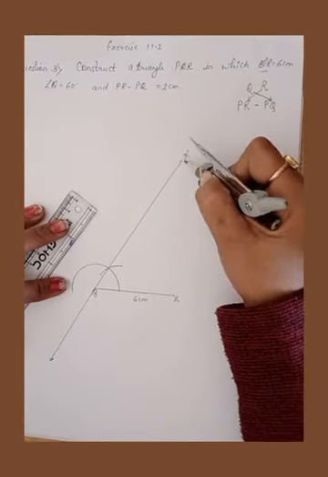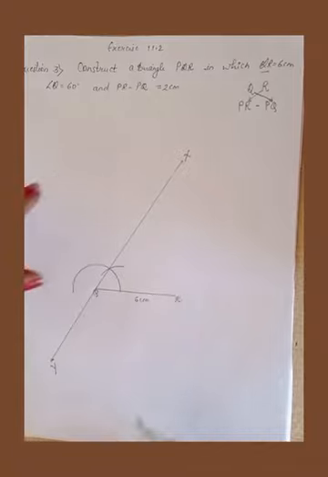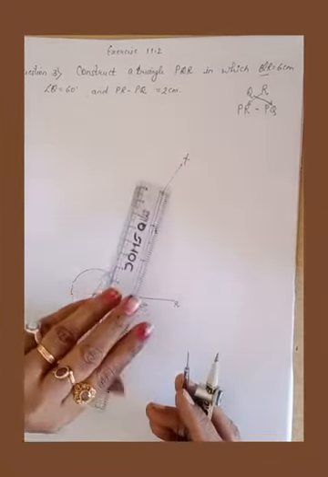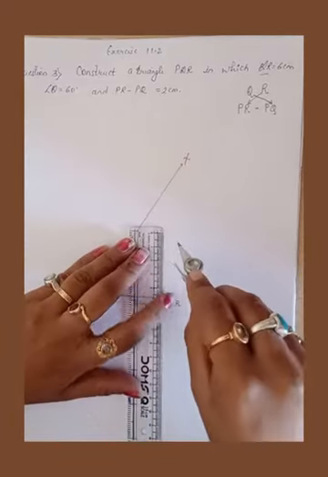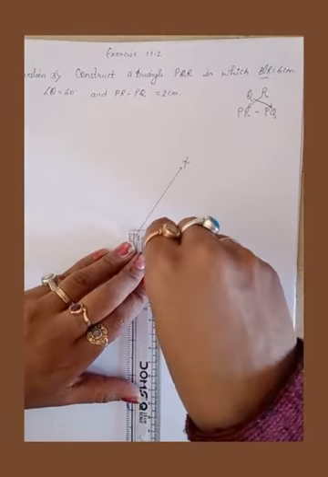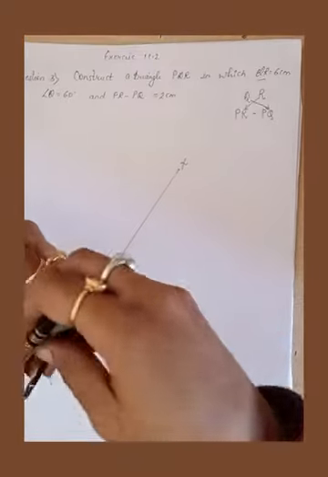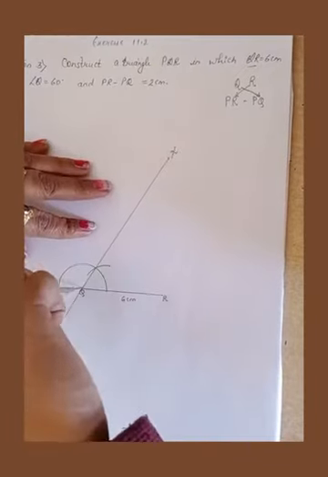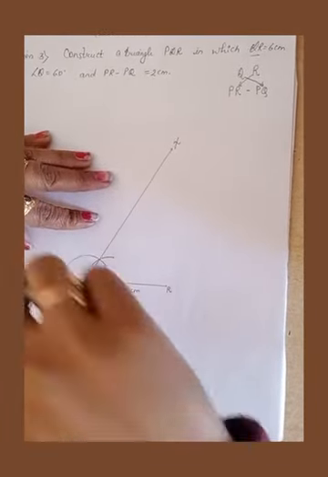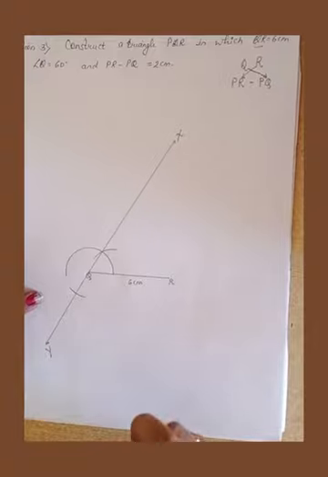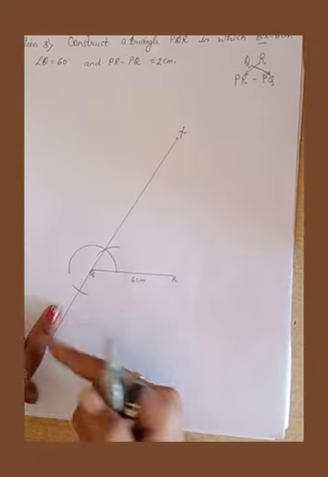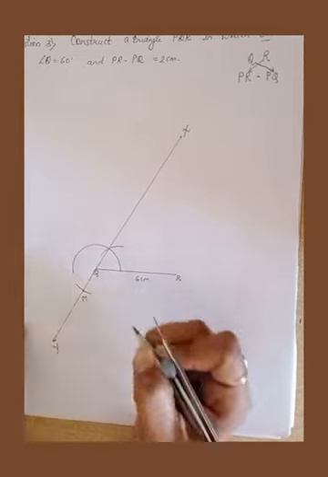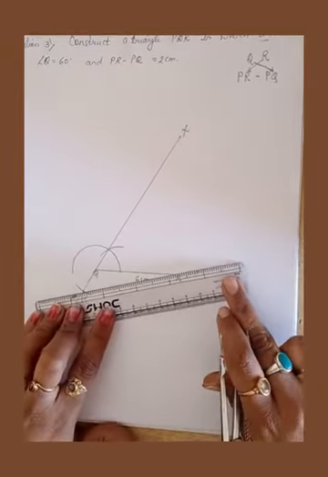Suppose this is X, and here name it Y. Now the subtraction is equal to 2 centimeter. So measure the length 2 centimeter. Keep the compass here and cut an arc to the downward direction only. Remember this thing: here we have to make the arc in the downward direction. Name this point as M and join MR.